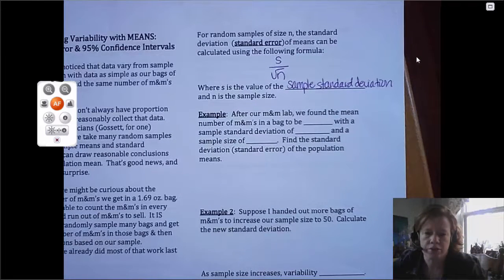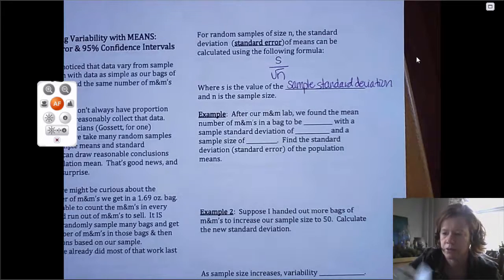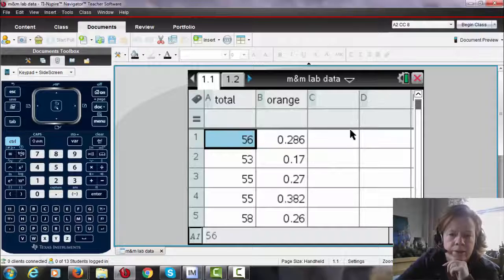So let's use our M&M lab data. Now, we can find the mean number of M&Ms in our bag and the standard deviation using our calculator. And I want to remind you how to use your calculators to find means and standard deviations. You do not have this data on your calculator, so maybe watch carefully and take some notes. You will remember in class I asked you for how many M&Ms were in your bag and the proportion of oranges. We'll use the orange proportion another time. Today we're going to talk about the average number of M&Ms in a bag. So I have that in a list.